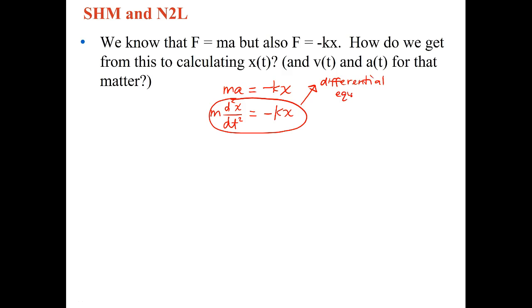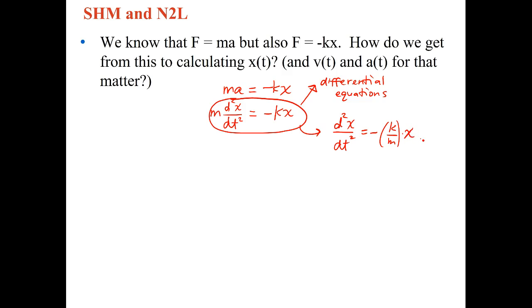And we've solved differential equations before in this course. But this one is doubly special because it involves a second derivative. So there are whole classes devoted to solving differential equations, and we're not going to go into the details right now. But one thing that we might do is rewrite this as d squared x dt squared is equal to negative k over m times x. We'll just write it like this. Negative k over m times x.